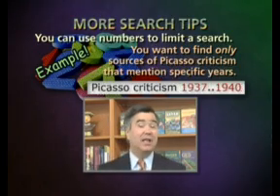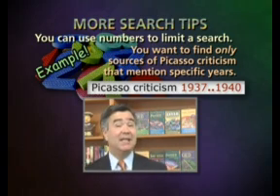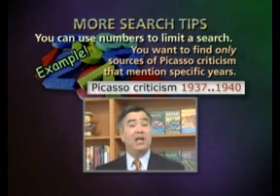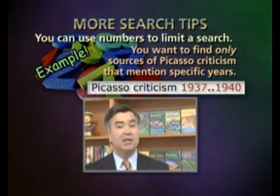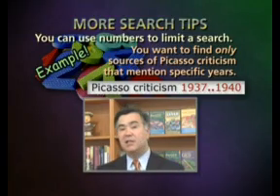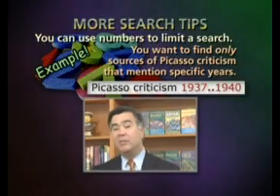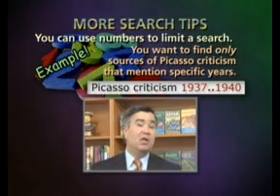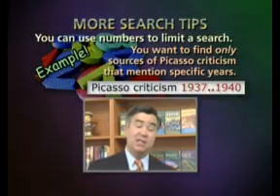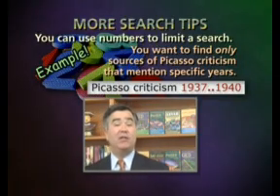You could also use a number range by separating the numbers with 2 periods and no spaces on either side. So for example, you could create a query string like this: Picasso criticism, 1937, period, 1940. Now, the results that you get from this particular query would include criticism about or by Picasso dealing with the years 1937, 1938, 1939, and 1940.